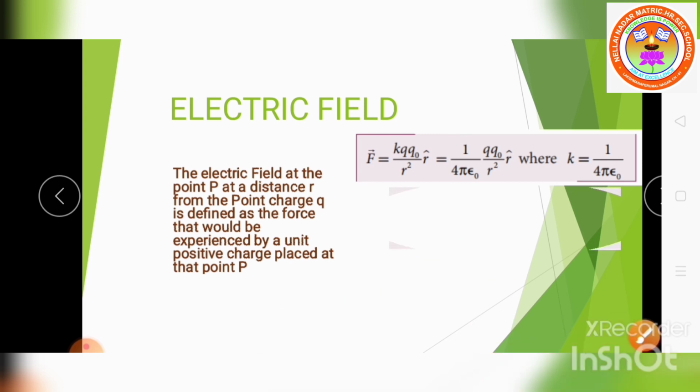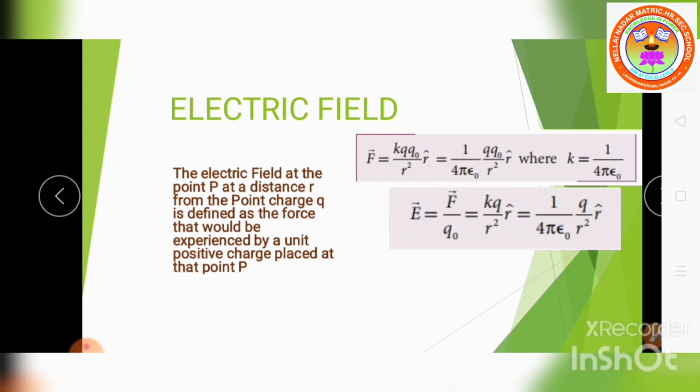So it is a very important 2 mark question. E vector is equal to F vector divided by Q naught, that is equal to KQ. Listen, we are considering the formula of F. F is equal to 1 by 4 pi epsilon naught Q naught by R square into R cap. The Q naught in the denominator and the Q naught in the numerator will be cancelled. So we get KQ by R square into R cap.